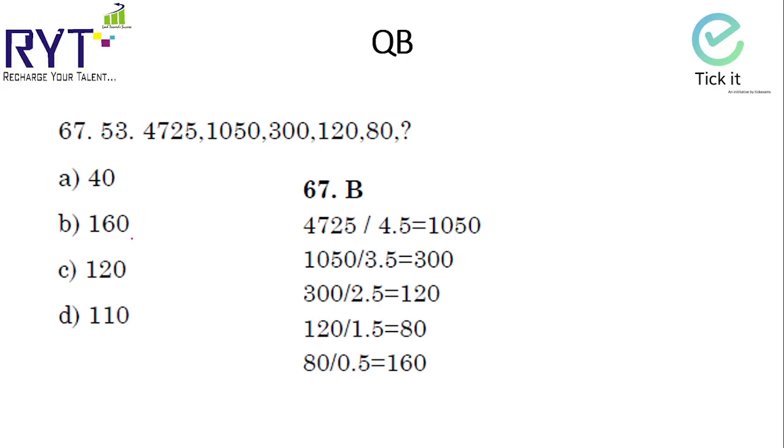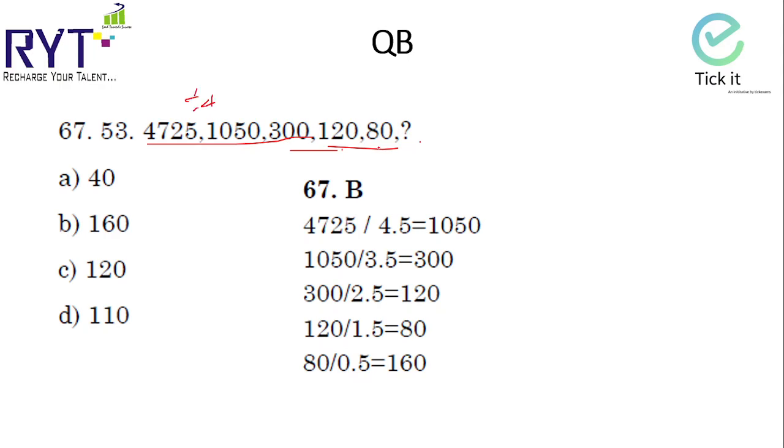725, 1050. If you observe, for these kind of questions, start from the last. 80 is becoming 120. 120 is becoming 300. What is the logic here? Each number is getting divided by 4.